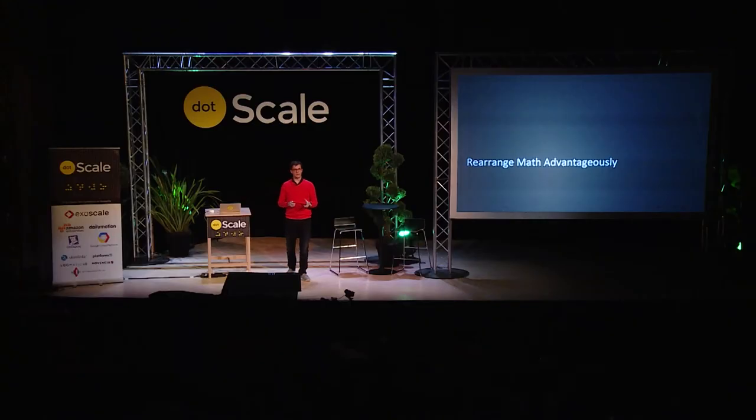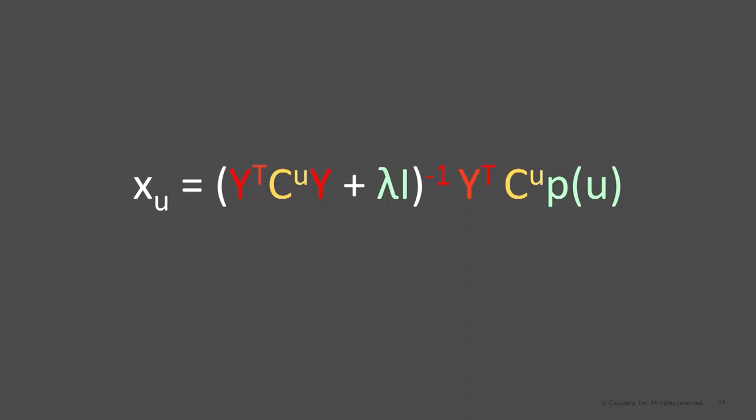Number two, rearrange math advantageously. I think we've all seen contexts where two mathematically equivalent expressions have wildly different properties when implemented in code. Sometimes one version of an equation would be faster or more numerically stable than others, and that is definitely true at scale. So this is one of the key equations that needs to be solved when doing the ALS factorization.